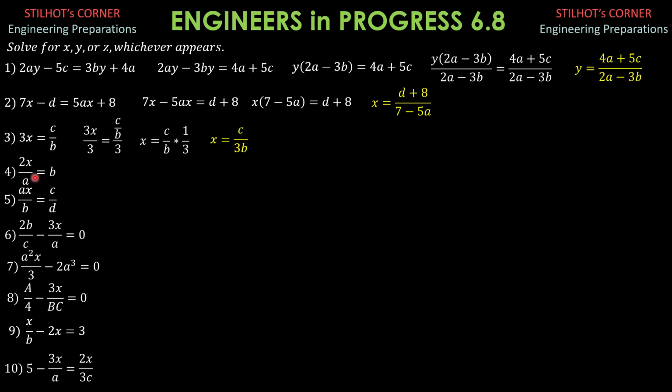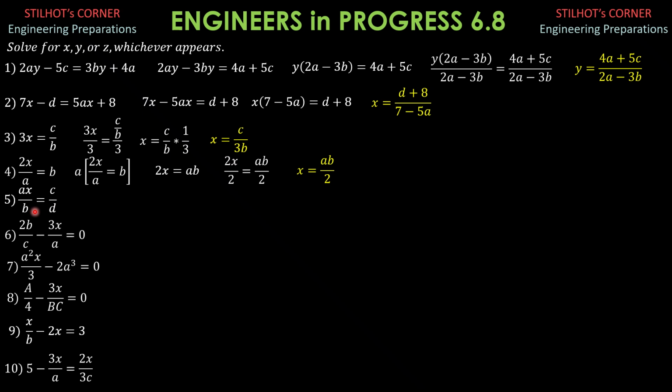Next, we multiply both sides by the LCD, which is a. So this becomes 2x equals a times b, so ab. Dividing everything by 2, so x is ab over 2, or 1/2 of ab.